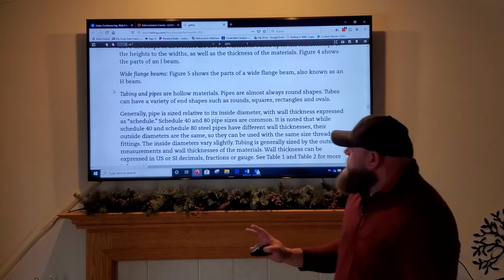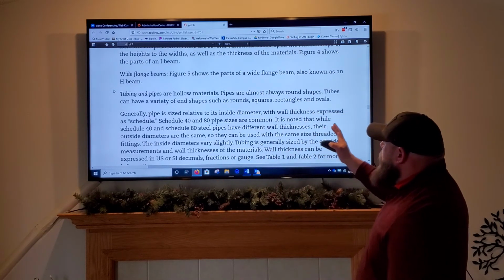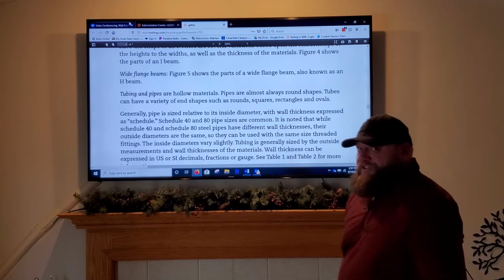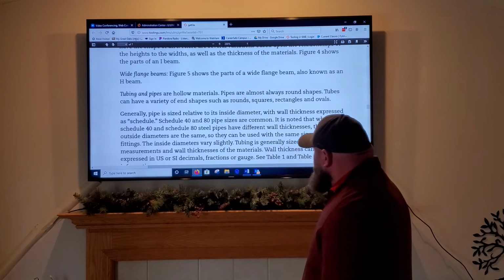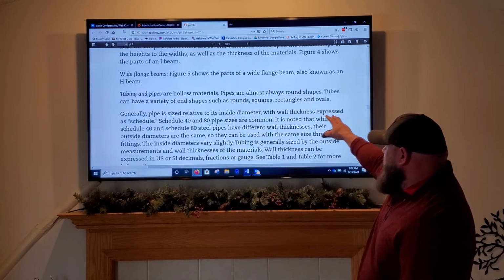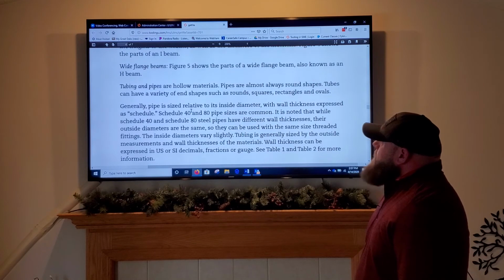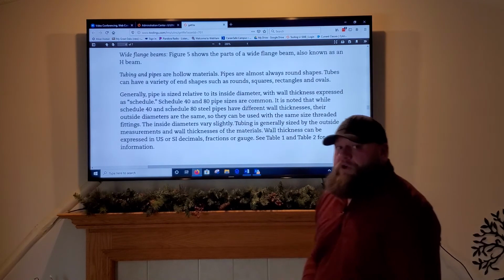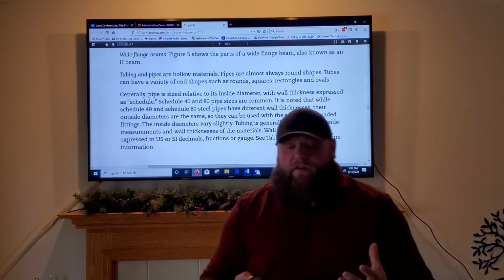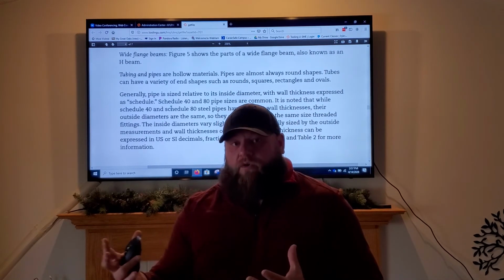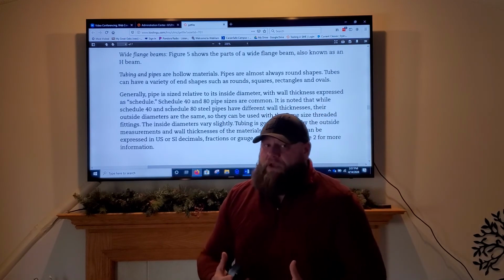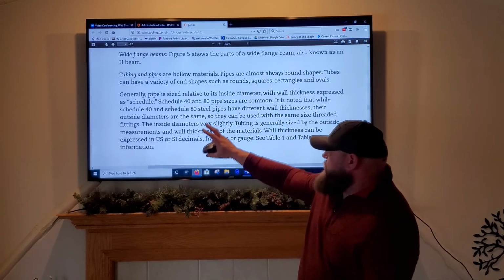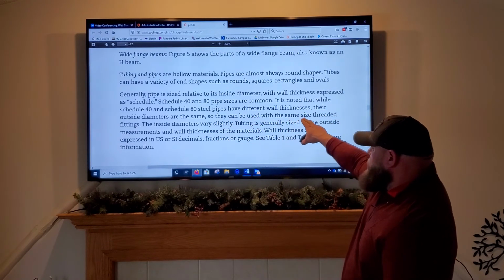Tubing and pipes. They're hollow materials. Pipes are almost always round shapes. Tubes can have a variety of shapes, being square tubing or round tubing, and rectangles and ovals as well. Generally, pipe is sized relative to its inside diameter, with a wall thickness expressed as a schedule. So, as opposed to the web or the flange thickness of structural angle iron or C channel or I-beams, the thickness of the material in pipe is described as a schedule. Schedule 40 and 80 pipe sizes are common.